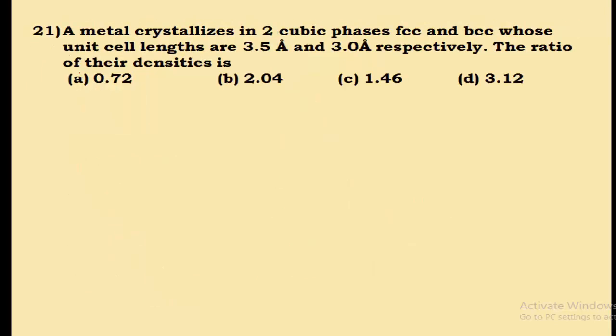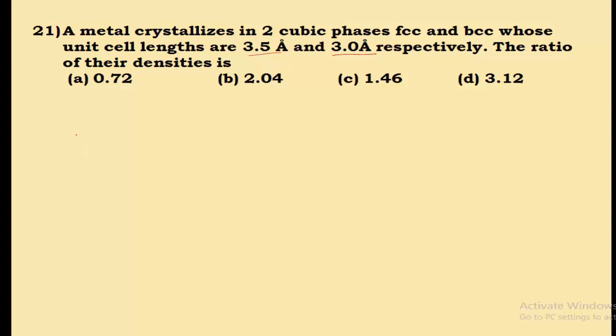Next, 21st question. A metal crystallizes in two cubic phases, FCC and BCC, whose unit cell lengths are 3.5 angstrom and 3.0 angstrom respectively. The ratio of their densities is? So here they have asked you to find the ratio of their densities. The same metal crystallizes in two different cubic phases, one is FCC and another one is BCC. So simply you have to take the ratio of their densities. And they have given the edge lengths of those unit cells.